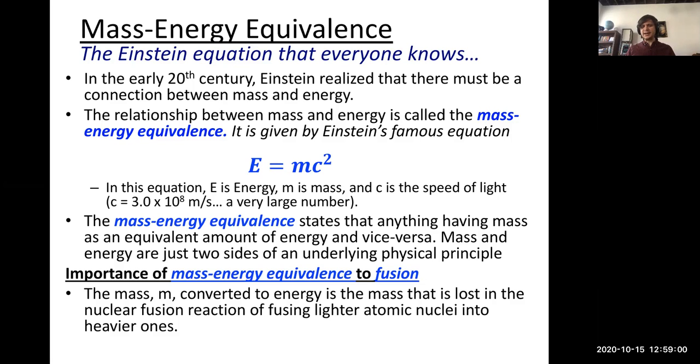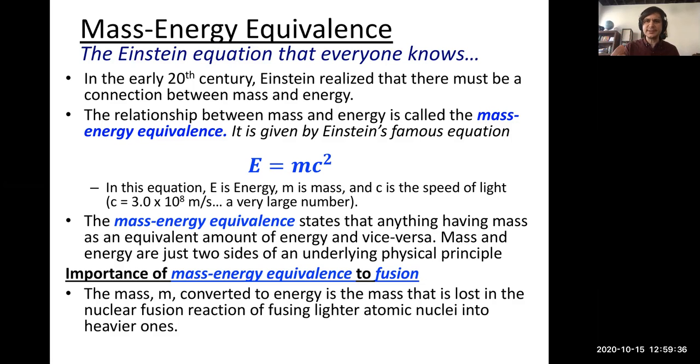So really what Einstein said here is the mass energy equivalence given by E equals mc squared states that anything that has mass also has an equivalent amount of energy. And any set amount of energy could have an equivalent mass associated with it. That mass and energy are really just two sides of some underlying physical principle. So why is this important to fusion? How does E equals mc squared come into fusion and how we power stars?